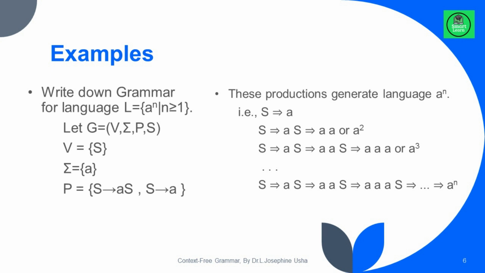Okay, and then I have to derive more a's, so I have to use the production S tends to aS. Okay, so next we check whether this grammar derives the string a power n or not. So you start from the start symbol.